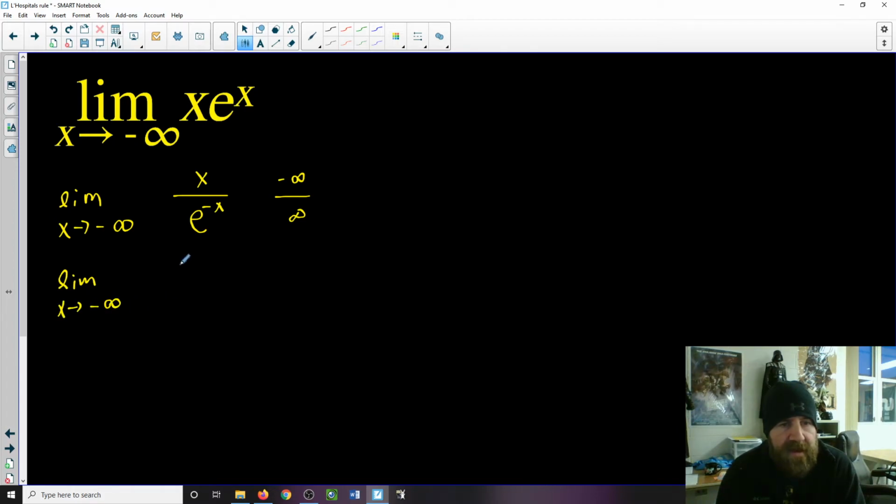So the derivative of the top we know is 1. The derivative of the bottom would be negative e to the negative x. And we go ahead and plug infinity in. We end up with 1 over infinity, which is 0.